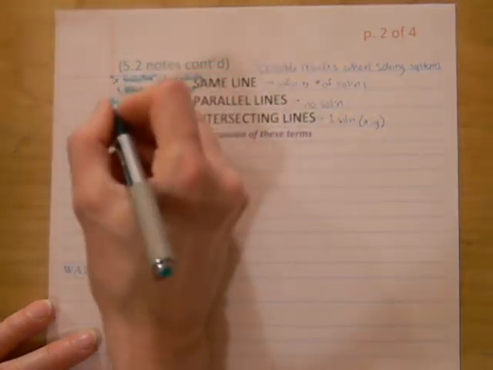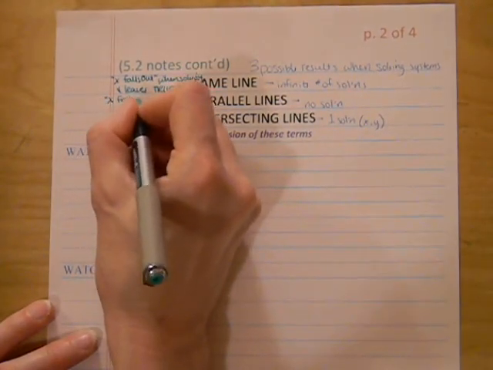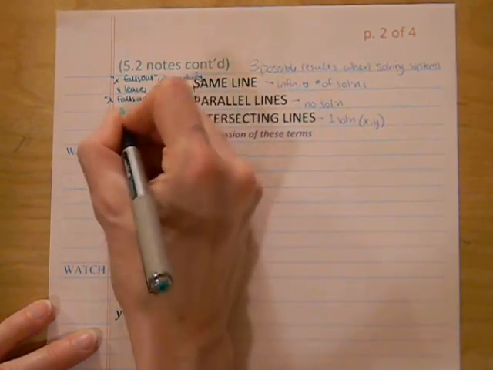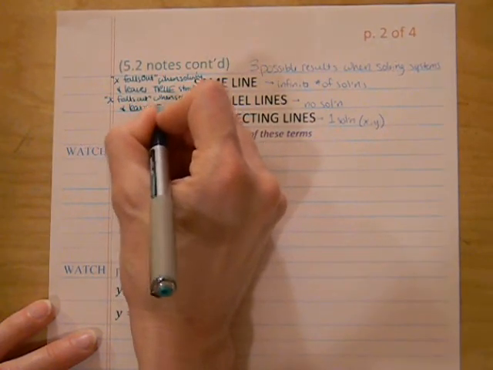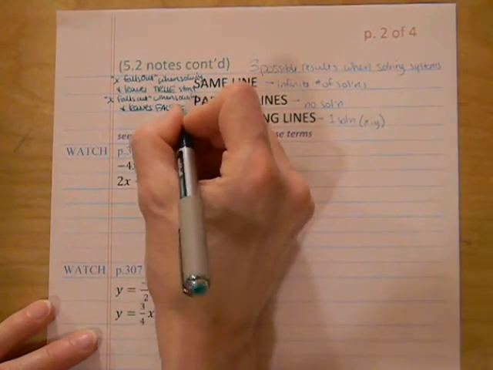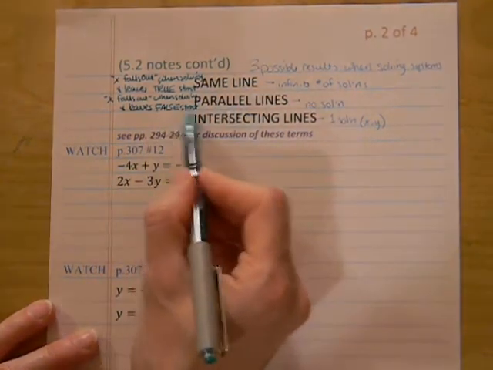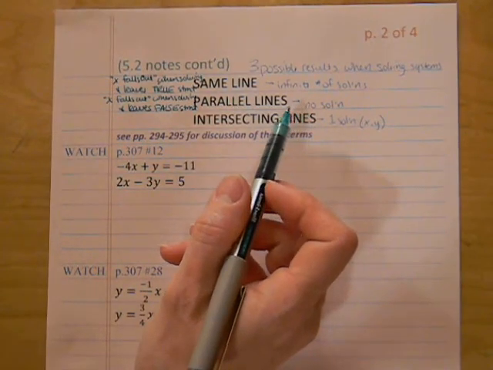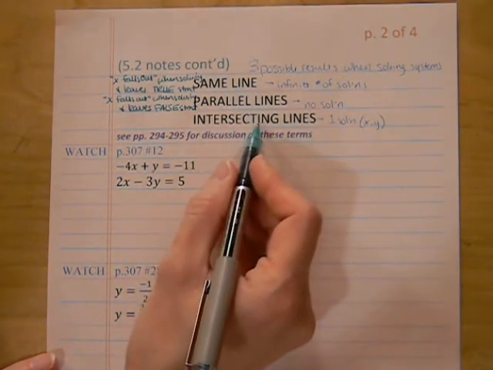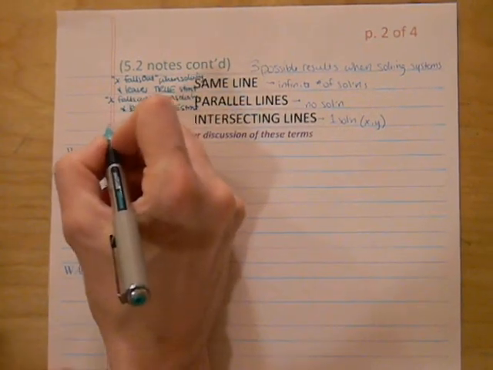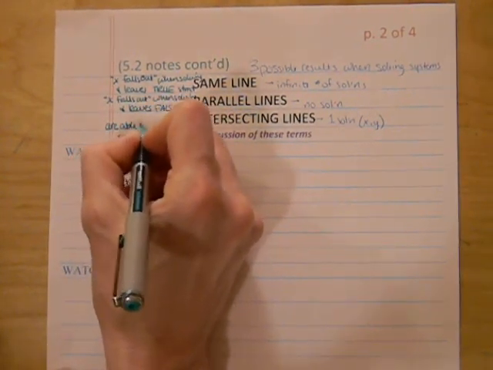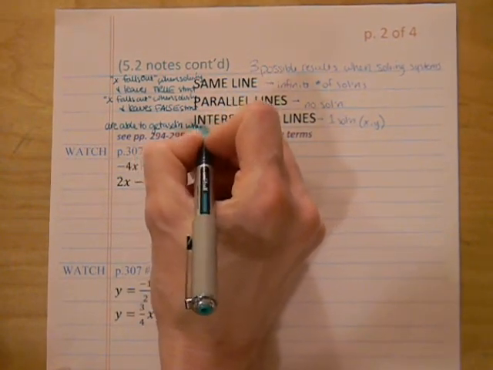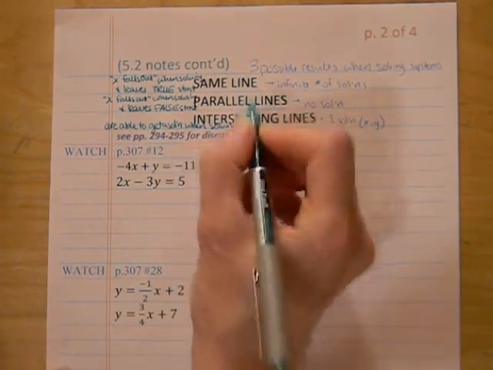Parallel lines occur when x falls out when you're solving, and it leaves behind a false statement. Okay, there is nothing that works for those equations, so you must have parallel lines, no point in common, no solution. And of course, intersecting lines occurs when you are able to get an answer. So you are able to get a solution when you're solving.